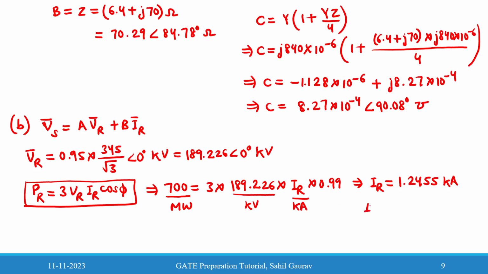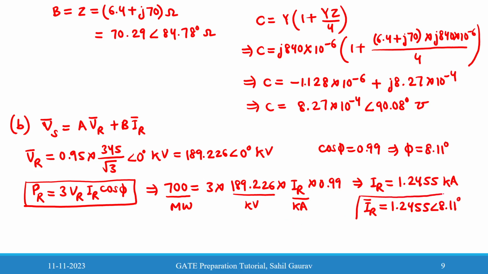And if you want to write this in phasor value, then this will be 1.2455 at the angle of cos inverse of cos phi, which is given as 0.99, so phi will become 8.11 degree. Since it is leading, it is plus 8.11 degree. So IR comes here. Now we will apply this in the first expression: VS is equal to A VR plus B IR.